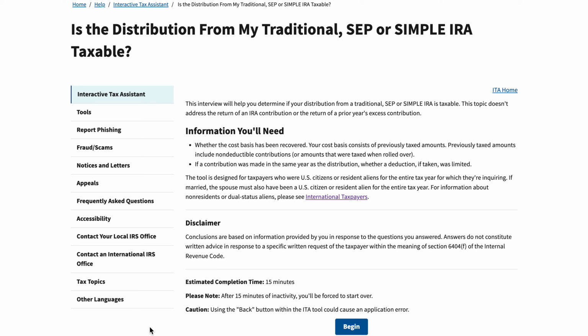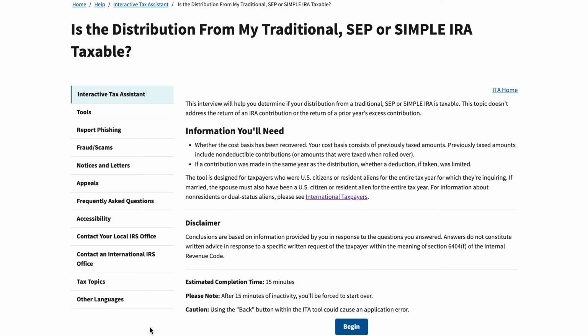Over one of the IRS interactive tax assistant tools that helps taxpayers understand whether or not the distribution from their traditional, SEP or SIMPLE IRA is taxable. So you will need some information to go through this. You'll need to understand whether or not the cost basis has been recovered. So cost basis is amounts that have previously been taxed. You would probably be finding those on IRS Form 8606, which is the non-deductible contributions tax form.